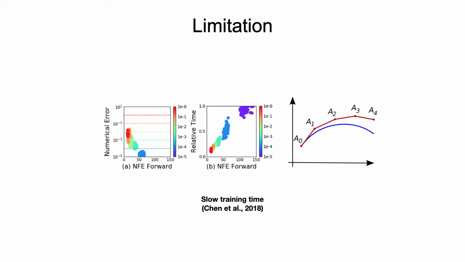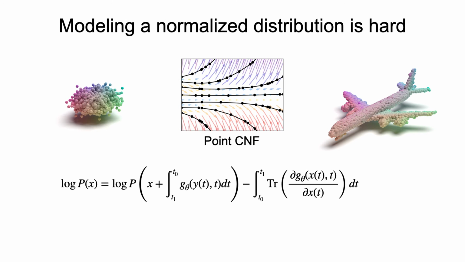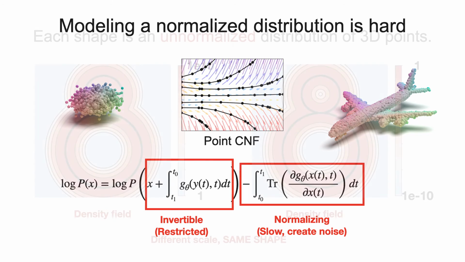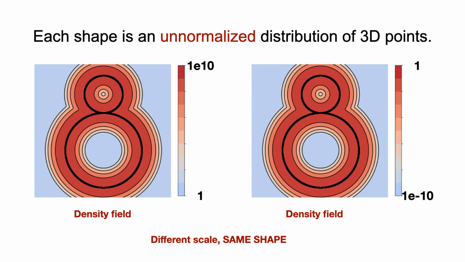But a major limitation for PointFlow is that it takes too long to train. Looking back at the training objective, we realize that CNF has done a lot to keep the distribution normalized. So it requires the network to be invertible. It also keeps track of the normalizing factor, which is slow to compute. But do we really need a normalized distribution to represent a shape? So here are two different unnormalized distributions. Despite different scales, we can still recognize that they capture the same shape. This suggests that an unnormalized distribution might be sufficient.